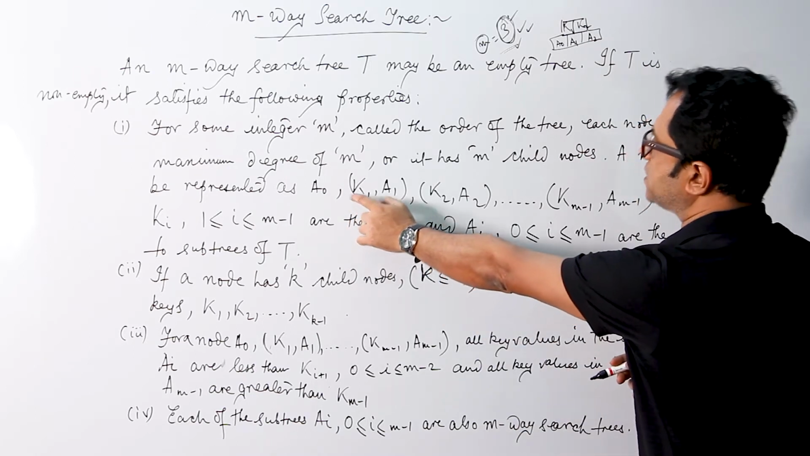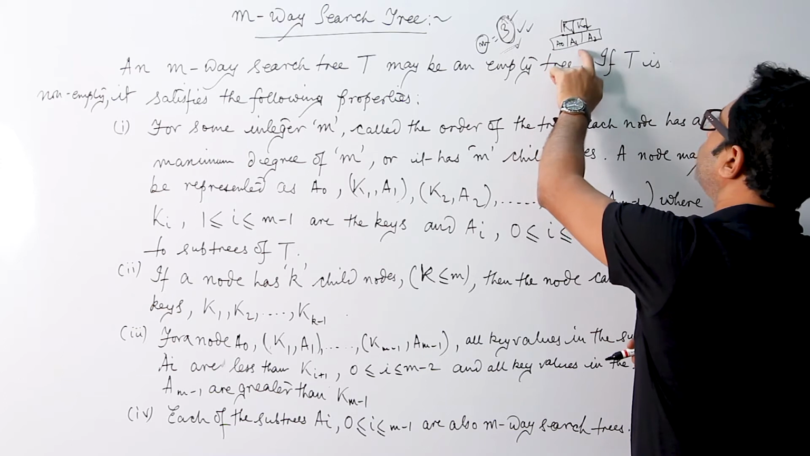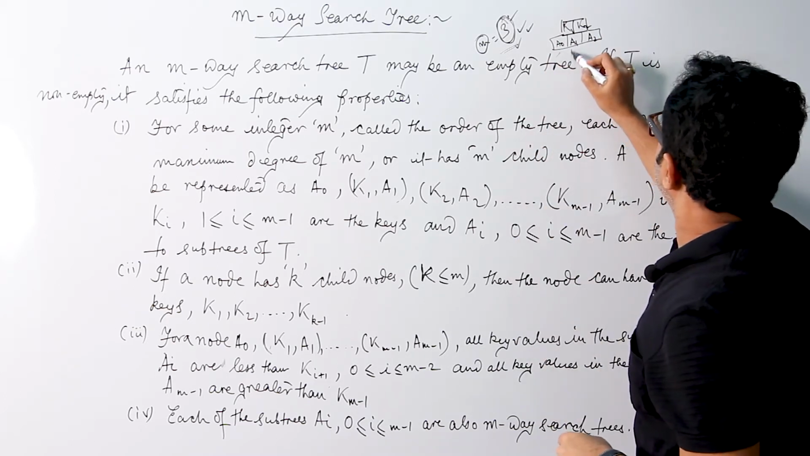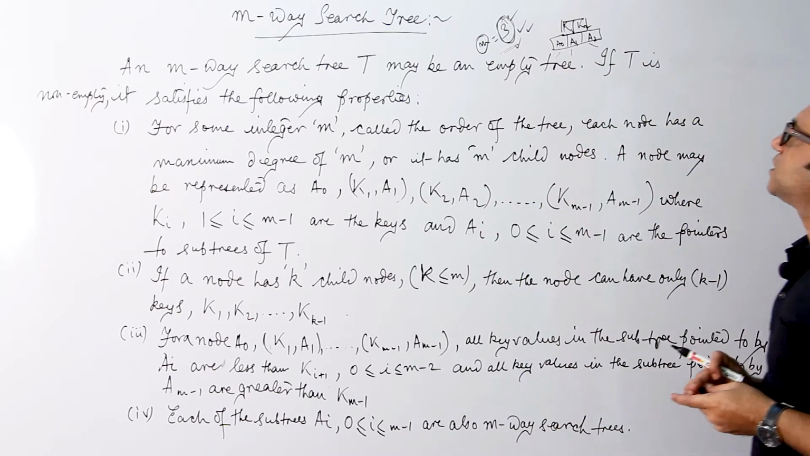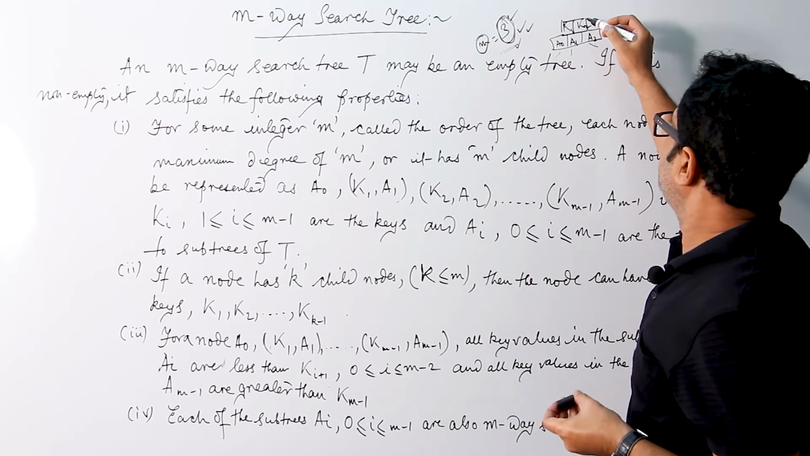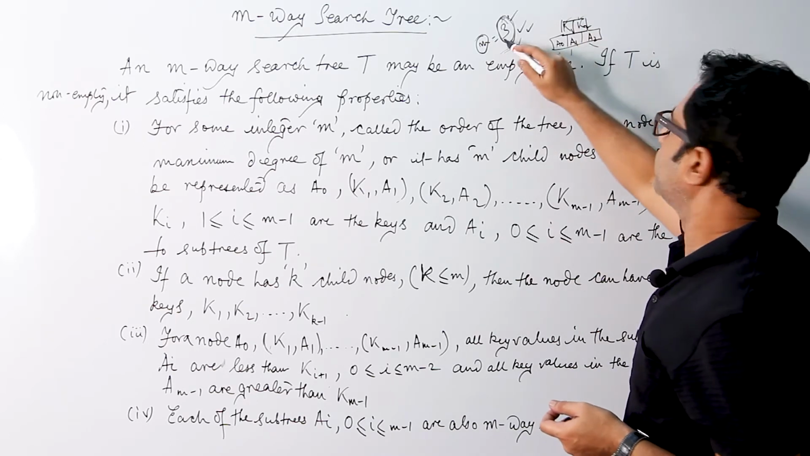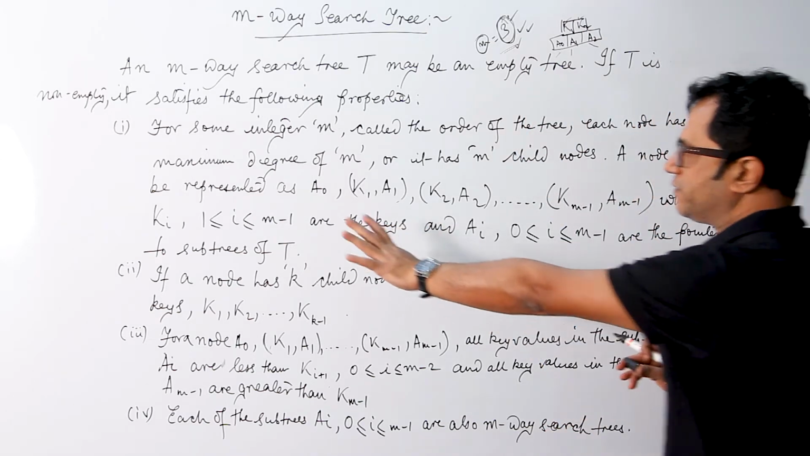So I have written in this manner: this is K1, this is K2, this is A0, this is A1, this is A2. So there can be 3 ways to reach the different child nodes at most, and there can be two key values, K1 and K2, for m equal to 3, that is, if the degree is 3. I have written it in that manner.